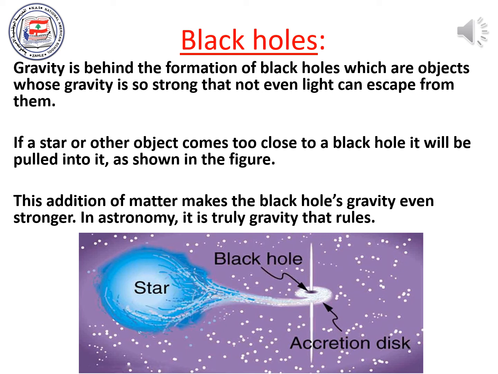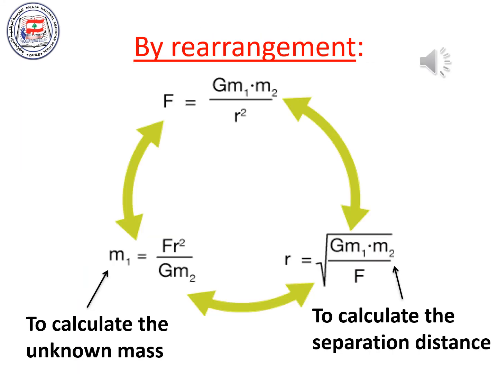If a star or other object comes too close to a black hole, it will be pulled into it, as shown in the figure in front of you. So you can see the black hole pulling the star into it. This addition of matter makes the black hole's gravity even stronger. So the more objects the black hole pulls inside, the greater their gravitational force. So in astronomy, it is truly gravity that rules and not electric force.